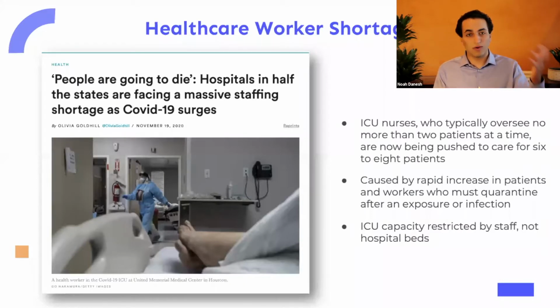The healthcare worker shortage got even worse during COVID-19. A lot of problems that already existed became exposed, or COVID-19 exacerbated certain issues. We saw that ICU nurses who were typically in charge of a couple of patients at a time were moving up to 6 to 8 patients. There was a rapid increase in the number of patients and workers who had to quarantine, and in ICU capacity concerns. There was a lot of conversation, especially at the beginning of the pandemic, about lower ICU capacities. And in many cases, that was not restricted by physical facilities, but just not having the staff to staff those intensive care units. So even from COVID-19, we can see what healthcare worker shortages can lead to.